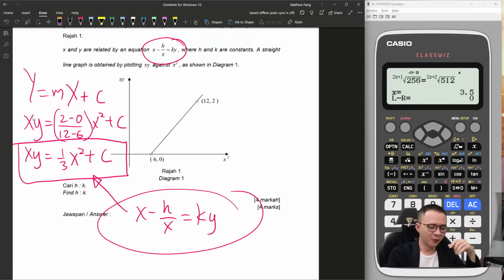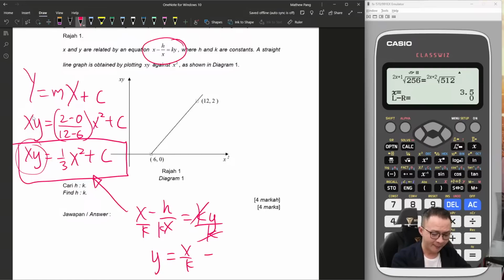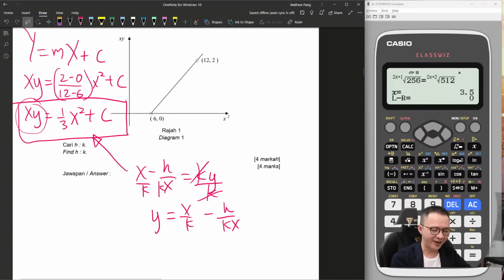Okay, so first step, because here I have xy, so I want to get xy somewhere here, but I don't want a k here. Okay, so I will divide k for every single one. I will divide k, divide k, divide k. So cut. So y equals to x over k minus h over kx. Okay, then I want to have xy. So I multiply x here, I multiply x here, I multiply x here.